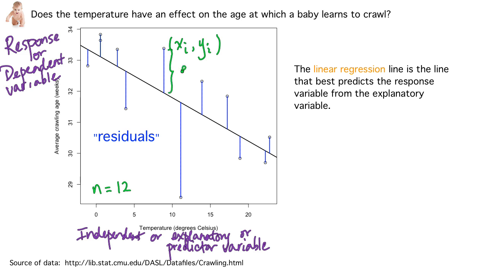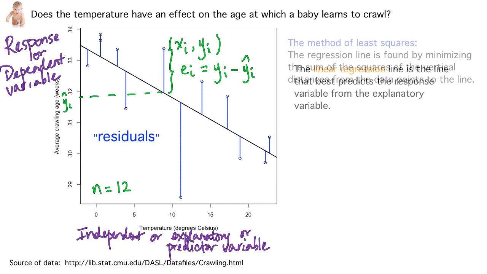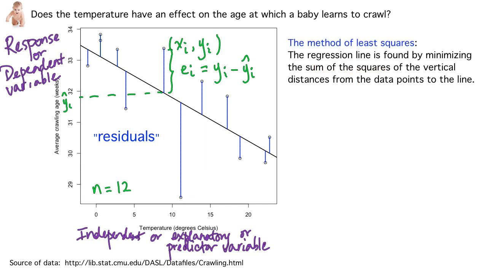We can label these residuals e sub i, and e sub i is the difference between the data value y sub i, minus the value predicted by the line, y hat sub i. We want to minimize the total of these deviations, positive or negative, so we square them, so then they're all positive, and add them up. This is called the method of least squares.